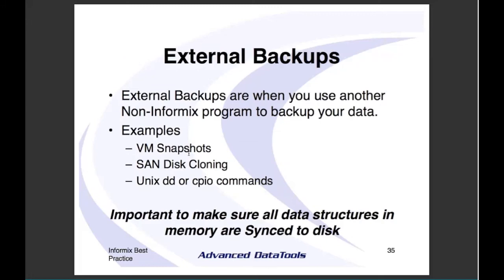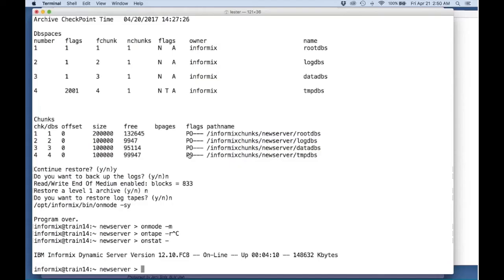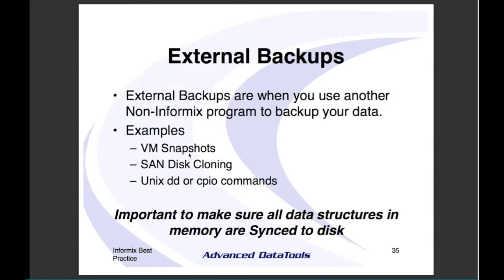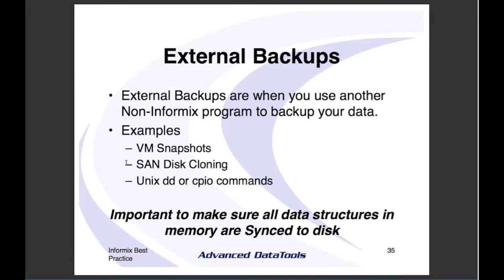The second thing that Informix can do is external backups. And you've got to be very careful about this. This is when you want to use a non-Informix program to back up your data. A very simple example is, I have all these chunks out here. Why can't I use tar to back them up? The answer is you can, but you have to be very careful to make sure that all the data structures in memory are synced to disk when you do that. If you don't, you're running a gamble on whether it will work.